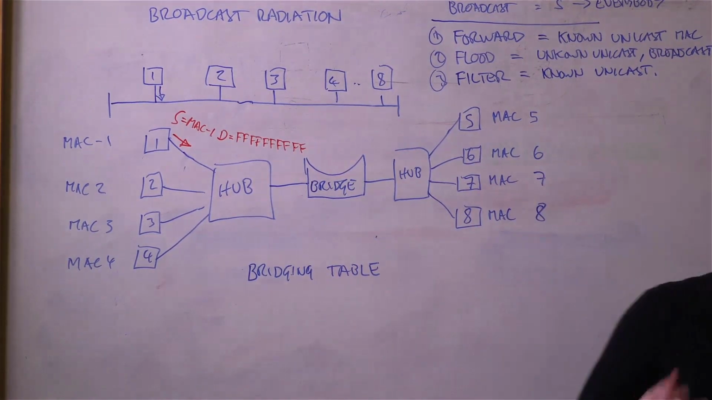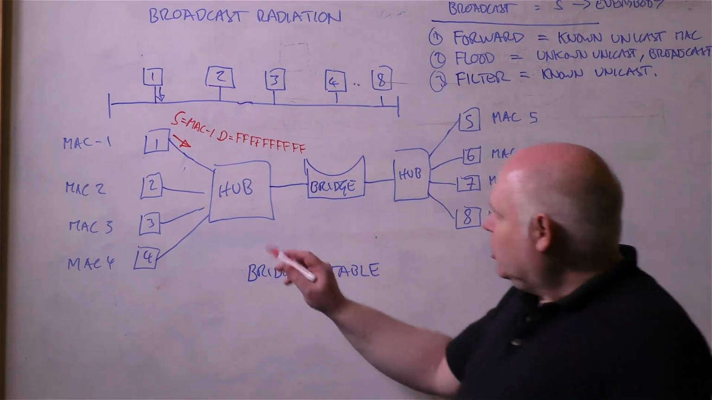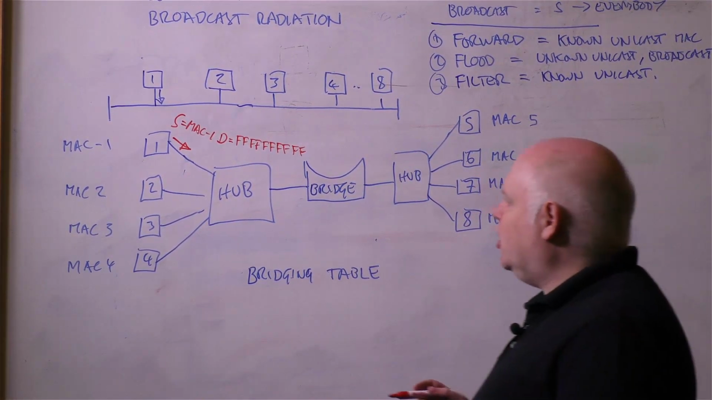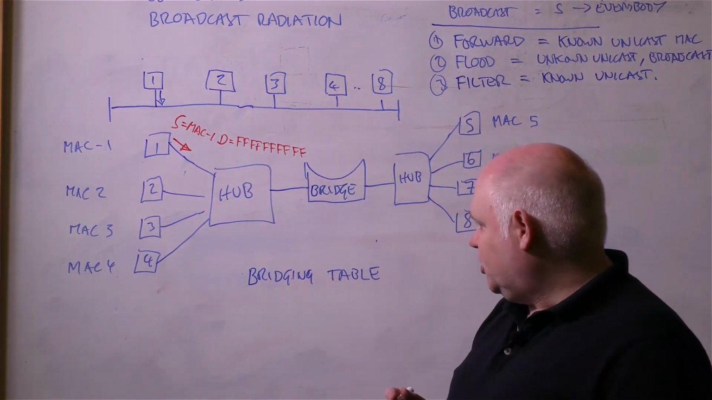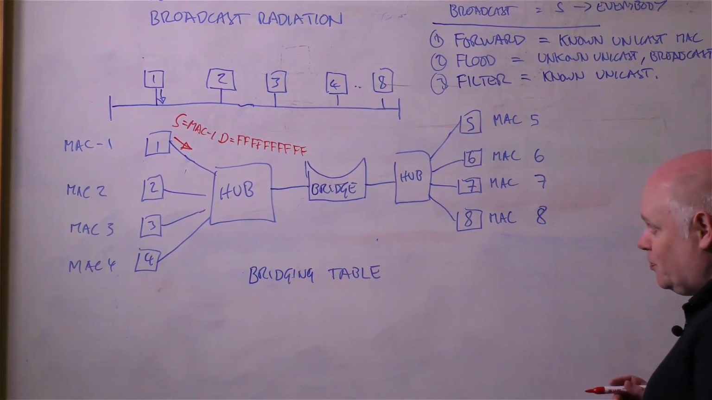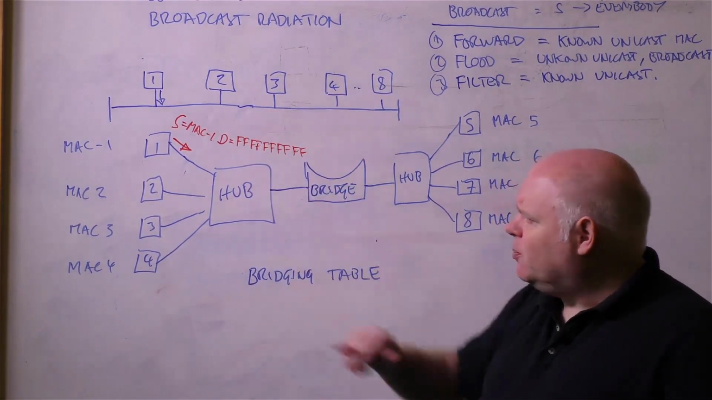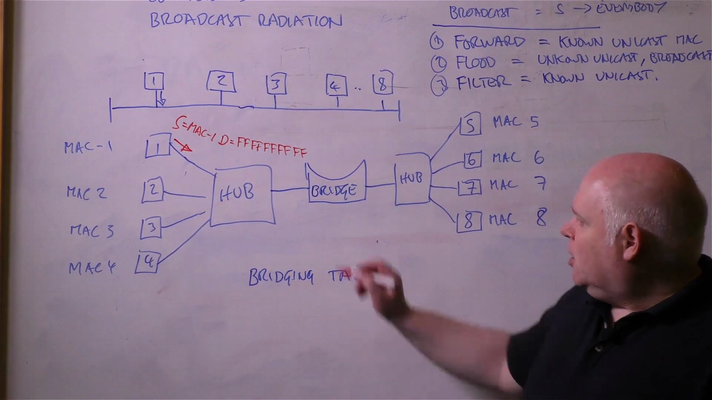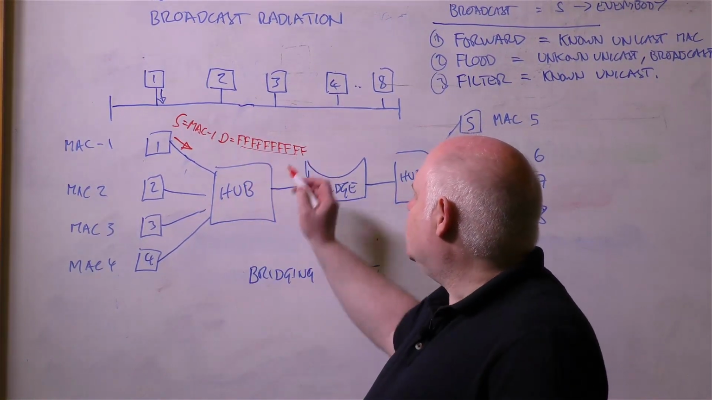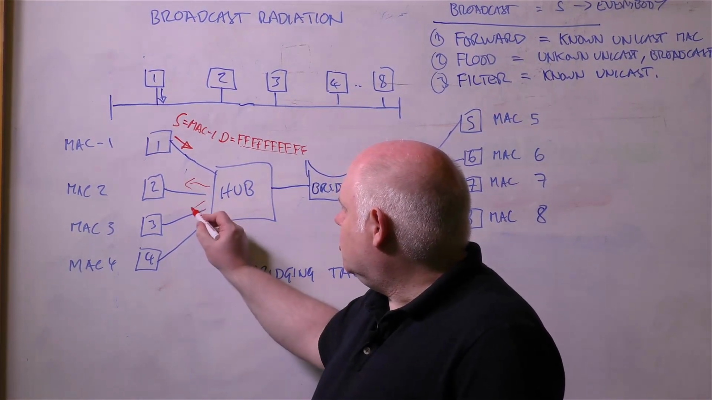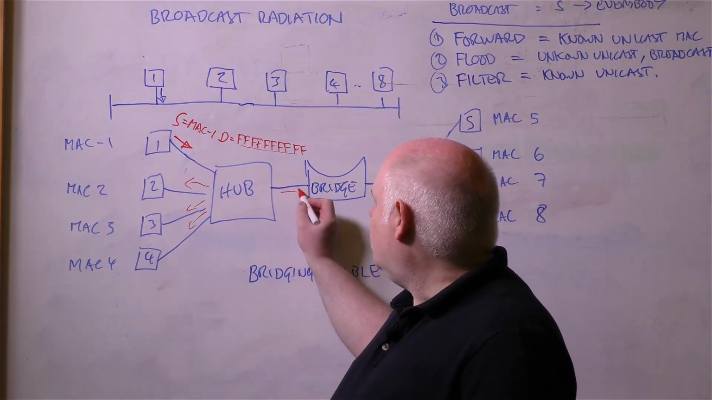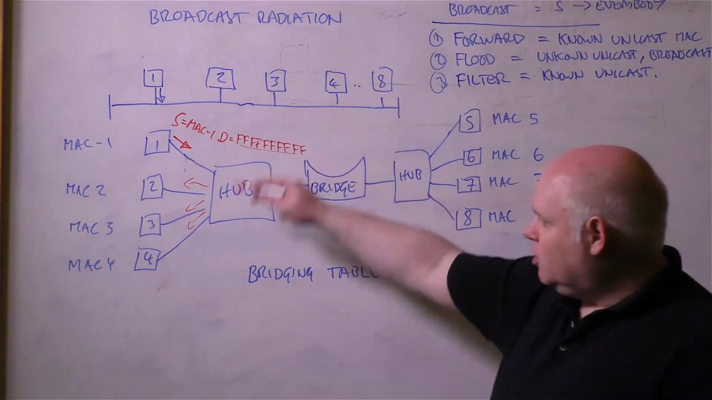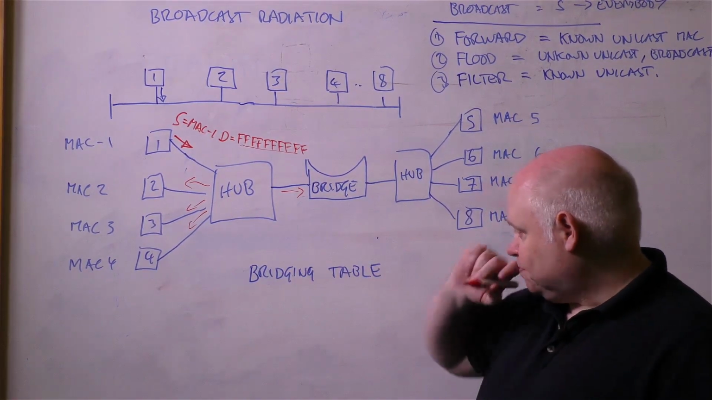48 bits of 1s is the broadcast address. Initially, we don't know where machine 2 is. So we send out a broadcast, an ARP really, to ask what is the MAC address of machine number 2, so I can send something directly. Because it's a broadcast, it gets sent to and opened up by every single device attached to that segment. So all the other computers get it, so does the bridge.